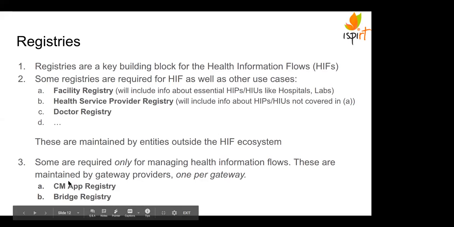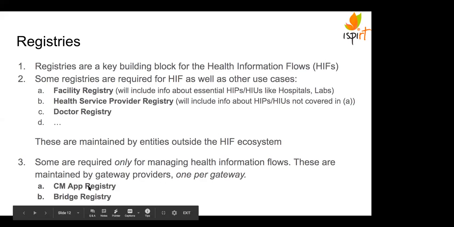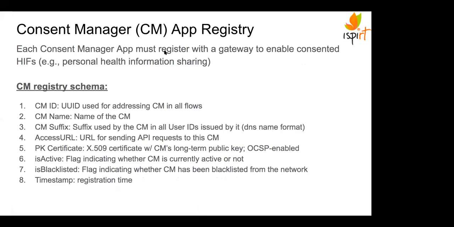So you can think of this as a version of DNS, right? And these registries are hosted by the gateway. And we've also defined a schema for these registries. So the consent manager app registry is nothing but every CM app, right? Firstly, there can be multiple gateways to facilitate the routing of consent. Data never flows through the gateway. Data always flows from the HIP to the HIU. But every consent manager has to register with one gateway, and that's their choice, whichever one they may choose.